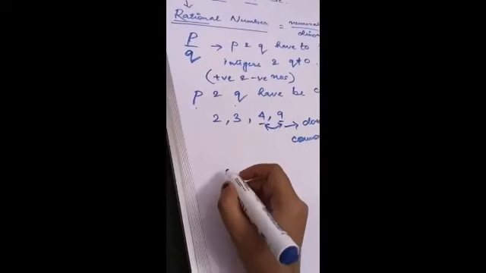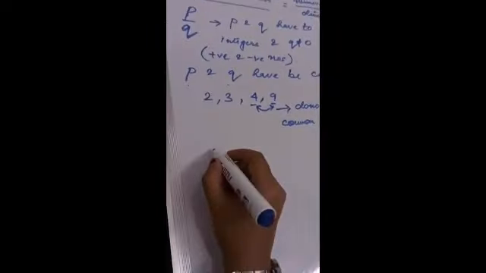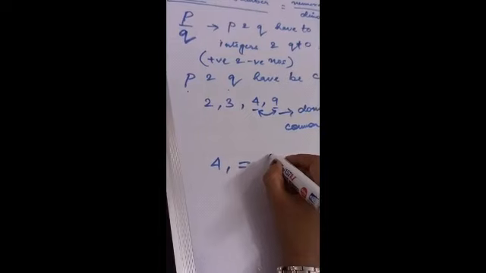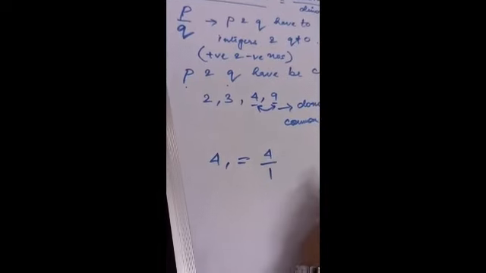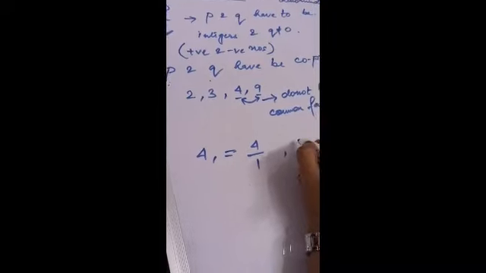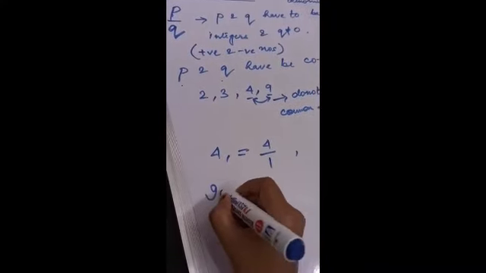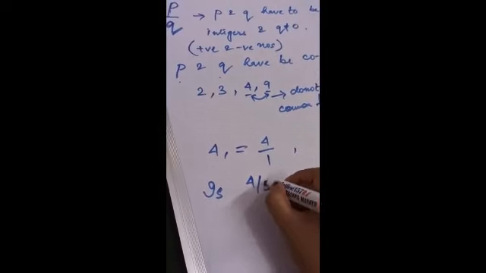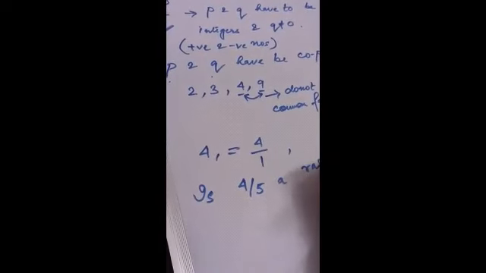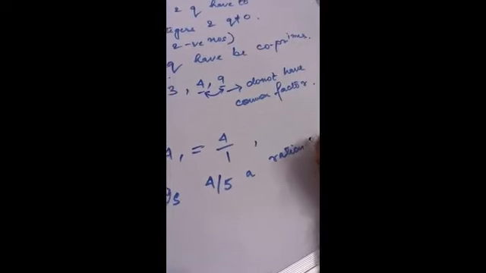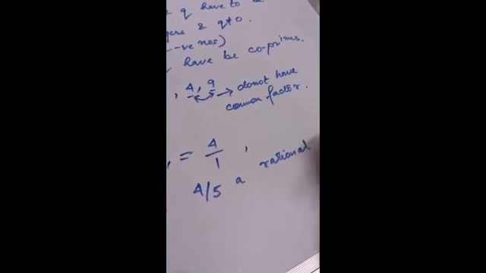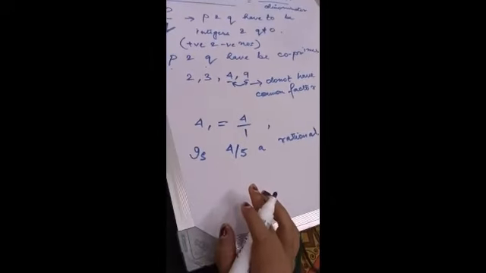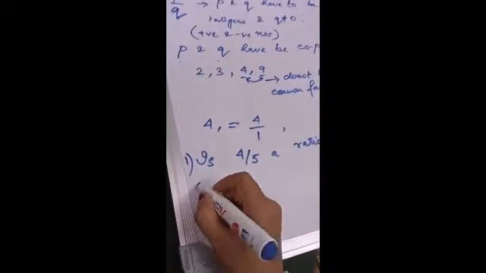Every integer can be represented as rational numbers. Suppose if I say 4, okay, how will I represent it as rational number? We can say it as 4 by 1. Okay, if I say, is 4 by 5 a rational number? Is 4 by 5 a rational number? So what will be your answer?